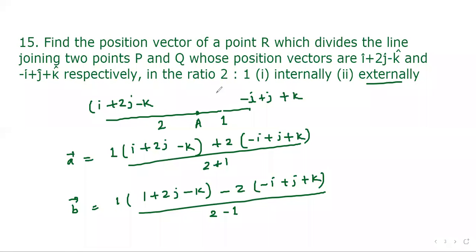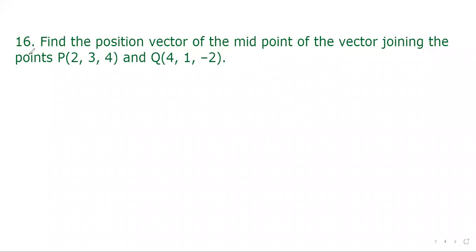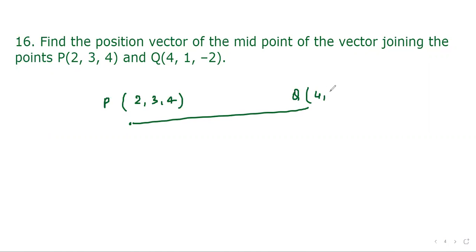Now let's go to the next question. Question 16: find the position vector of the midpoint of the line joining the points this and this. So P is (2, 3, 4) and Q is (4, 1, -2). Suppose R is the midpoint, so the ratio will be 1:1.